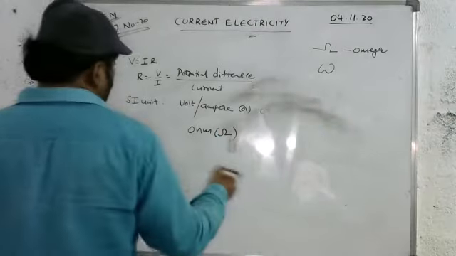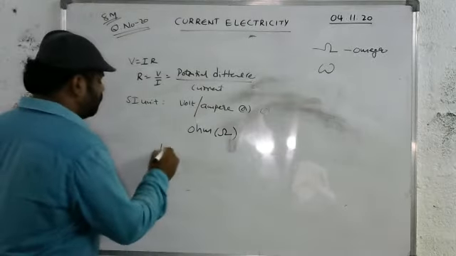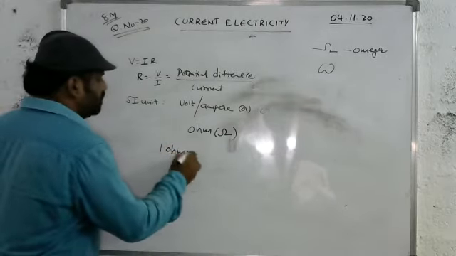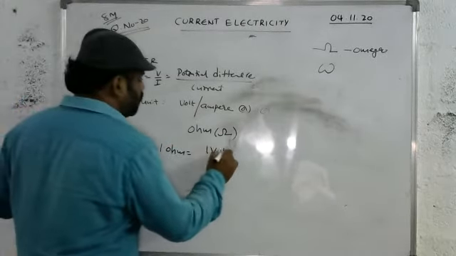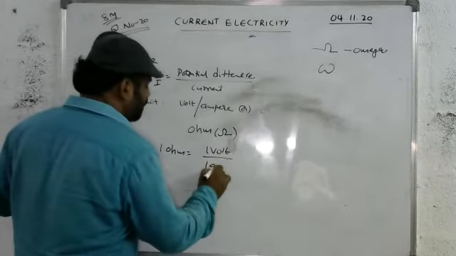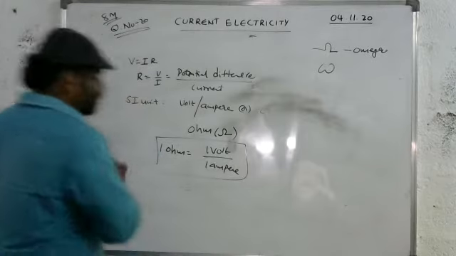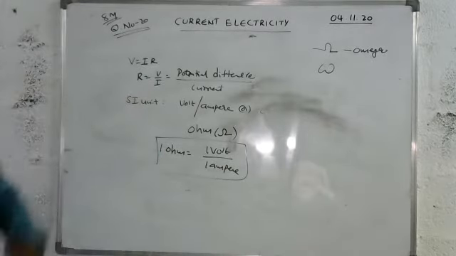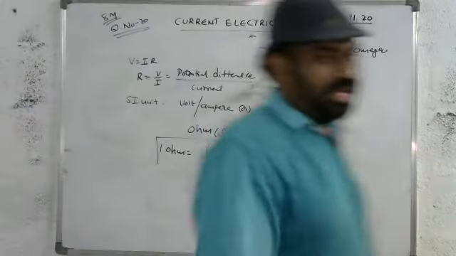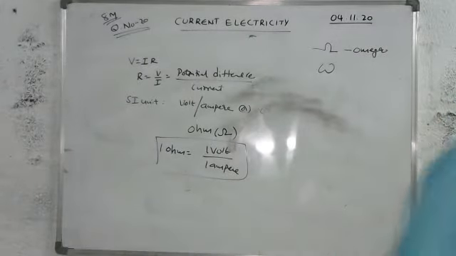Now we define an ohm. How can we define 1 ohm? 1 ohm is equal to 1 volt per 1 ampere.